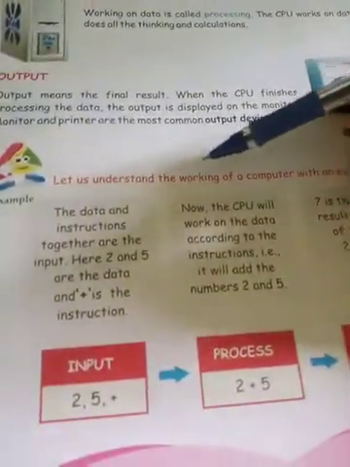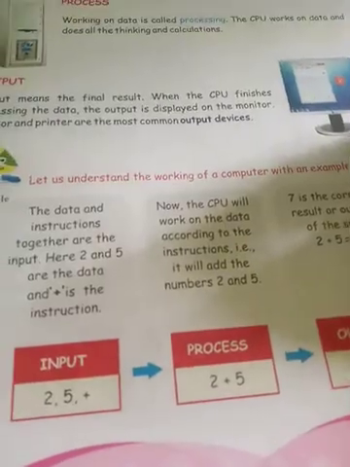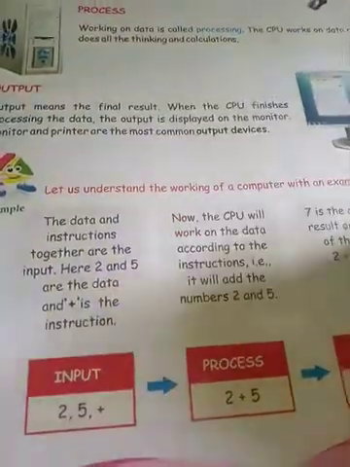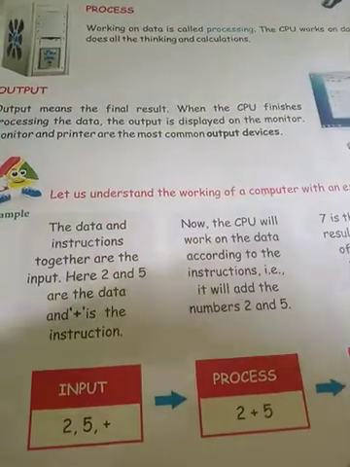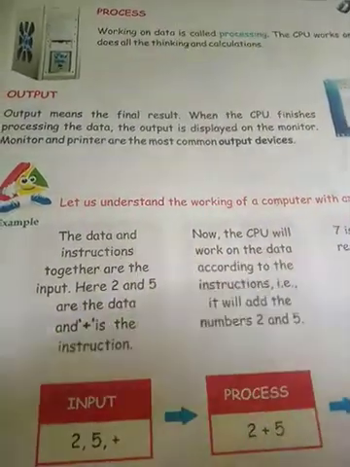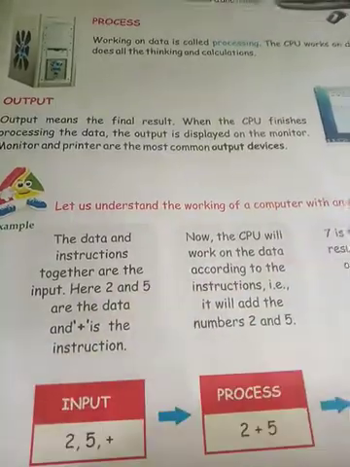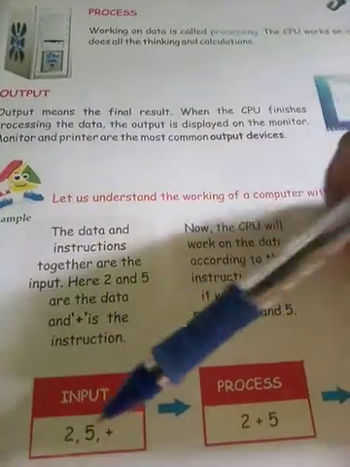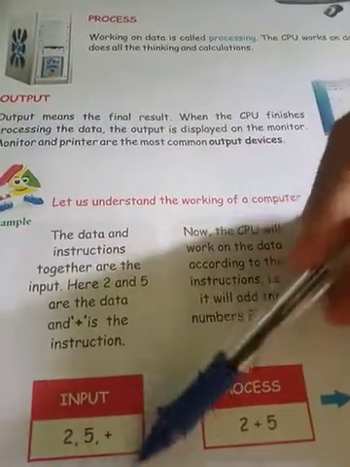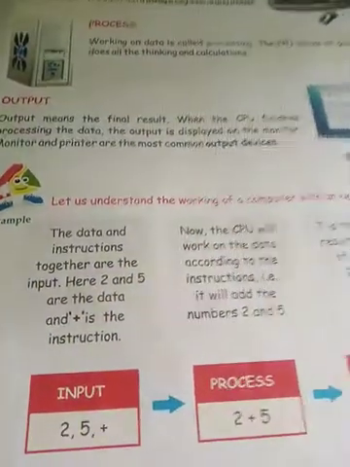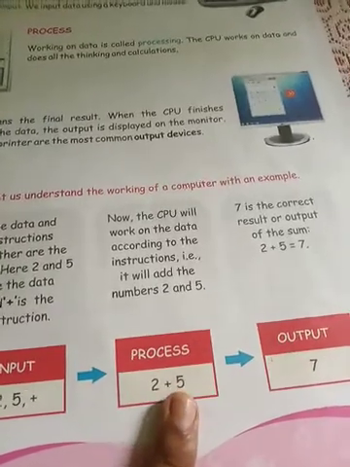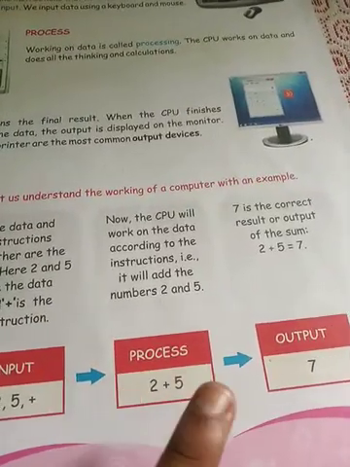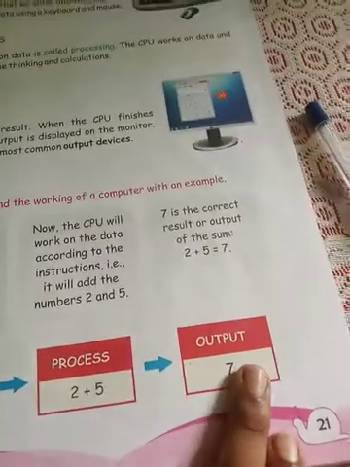Okay, now come to the last point. Let us understand the working of a computer with an example. Here are two numbers given, 2 and 5, and you want to add these numbers. So what data do you need? Firstly you need two numbers, 2 and 5. Then you have to add, so there is an addition sign. Then what is the process? The process is 2 plus 5. Like this we add 2 plus 5. Then you get the result.